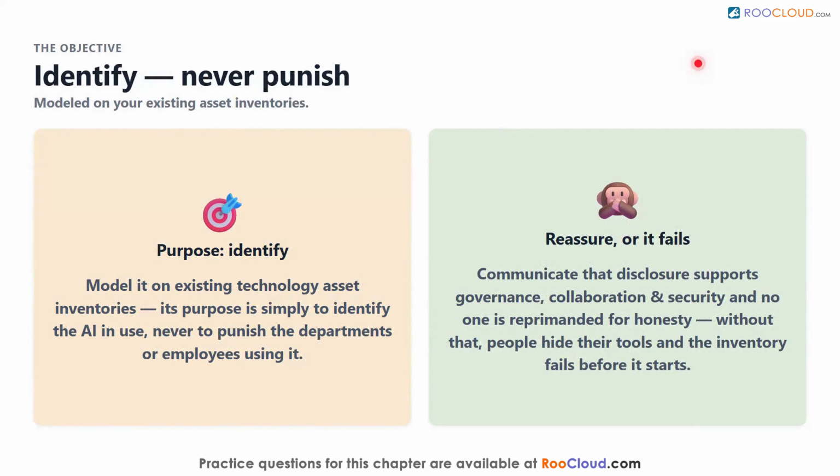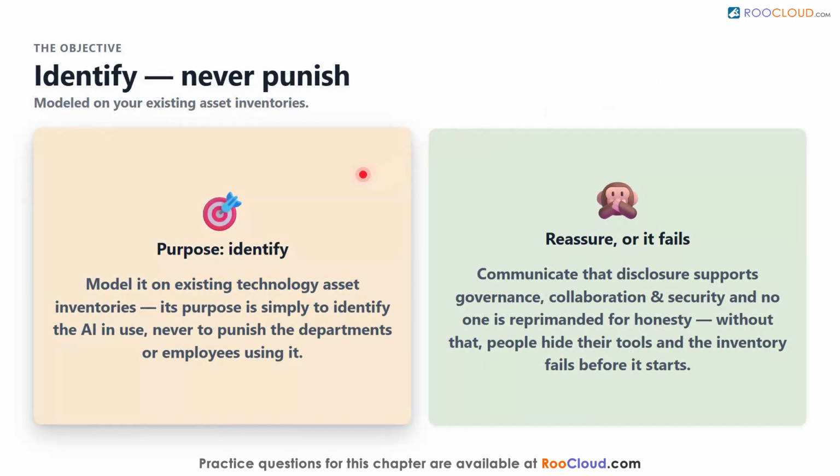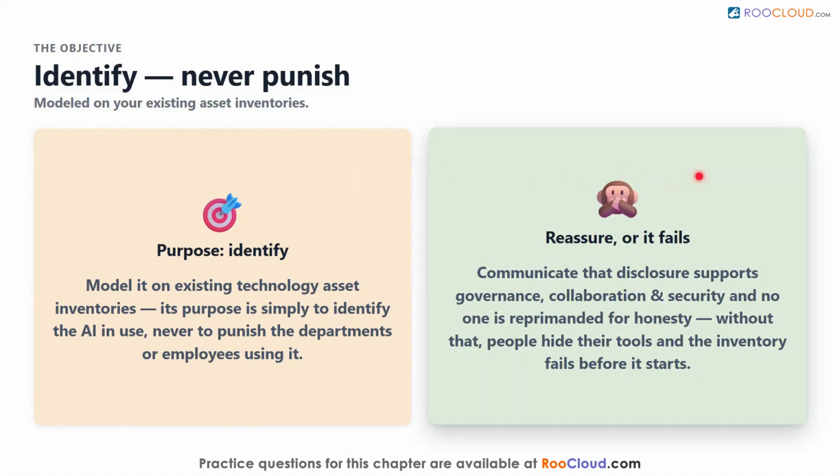Now to the objectives. The inventory should be modeled on the organization's existing technology asset inventories, using similar processes. Its purpose is simply to identify the AI in use, never to punish the departments or employees using it. That distinction matters enormously. The organization should communicate clearly that disclosing AI use supports better governance, collaboration, and security, and that no one will be reprimanded for being honest. Without that reassurance, people hide their tools, and the inventory fails before it starts.